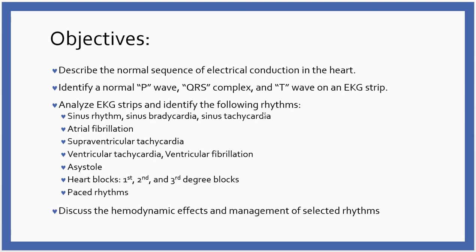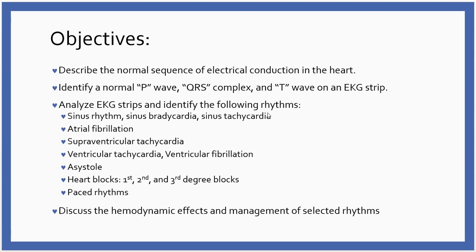We're going to be looking at specific strips, and you're going to need to be able to know these for testing. The following: sinus rhythm, sinus bradycardia, sinus tachycardia, atrial fibrillation, supraventricular tachycardia, VTach, VFib, asystole, and third-degree heart block.